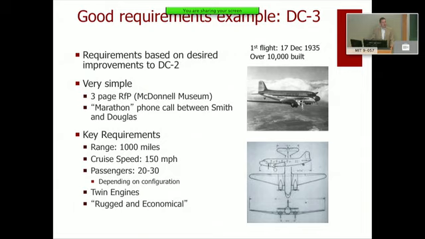Cruise speed about 150 miles, 20 to 30 passengers depending on the configuration, twin engines, and then something that we would say today is not a well-written requirement because it's fuzzy, but it said it should be rugged and economical. Right? And based on these high-level requirements that were pretty clearly defined, the airplane was then designed, built, and very, very successful. Over 10,000 copies of this airplane were built. Okay?